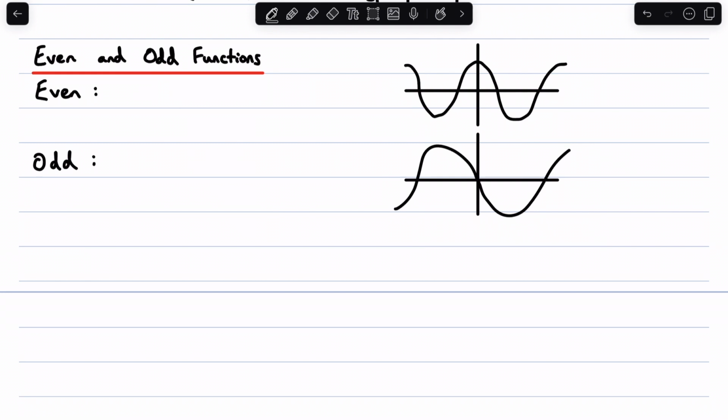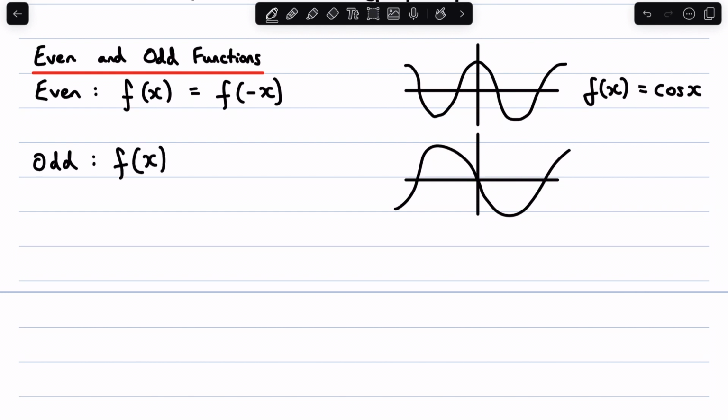So for an even function, we can say f of x equals f of minus x, i.e. it's symmetrical around the x equals 0 line. And the example I've given here is f of x equals cosine of x, which is symmetrical, as I was saying. Whereas for odd functions, we would say f of x equals minus f of minus x. And the example here is f of x equals minus sine of x. And this is sort of the opposite, where it's mirrored across the origin.